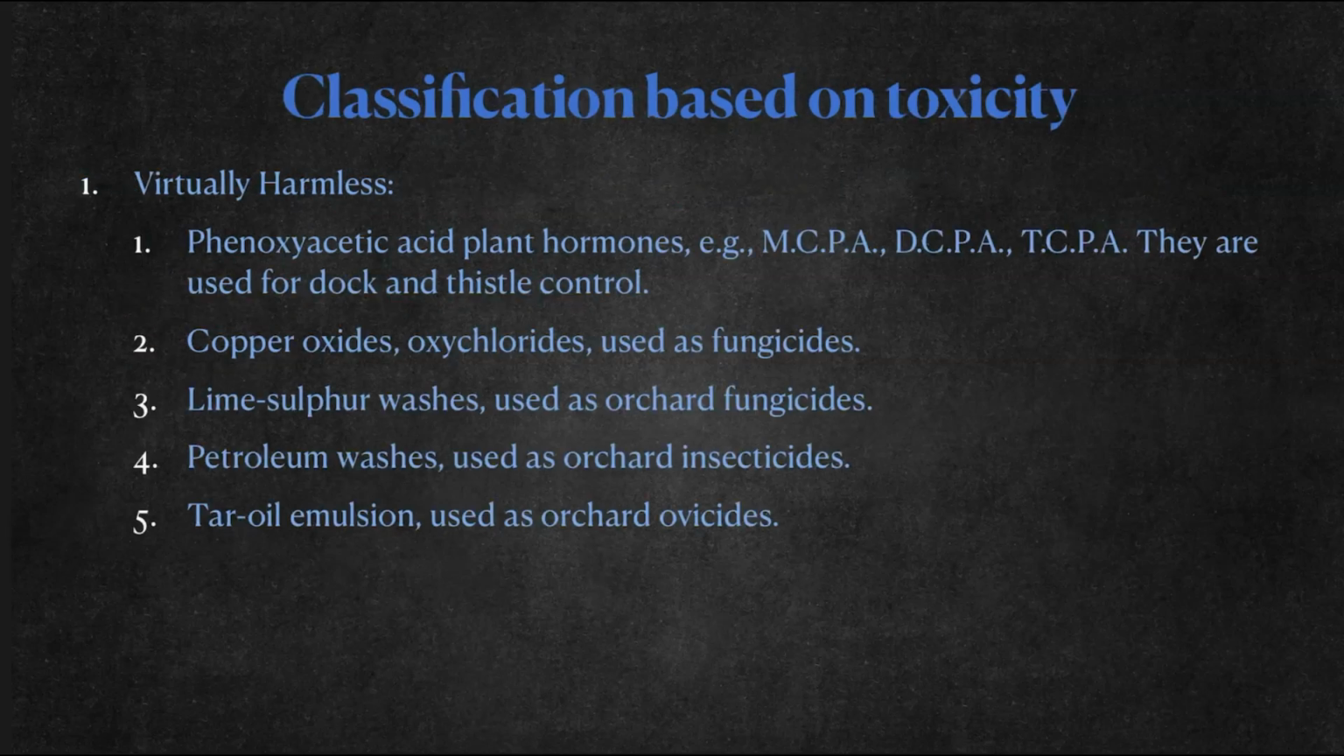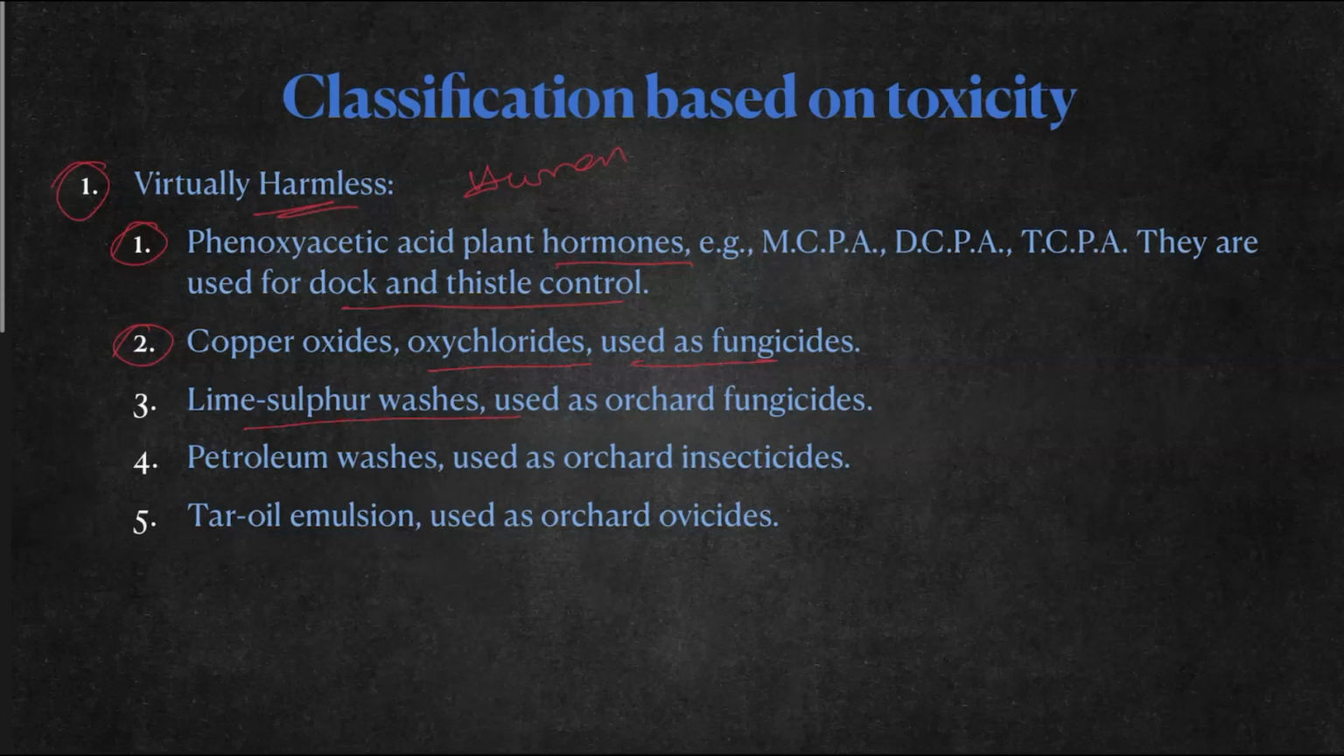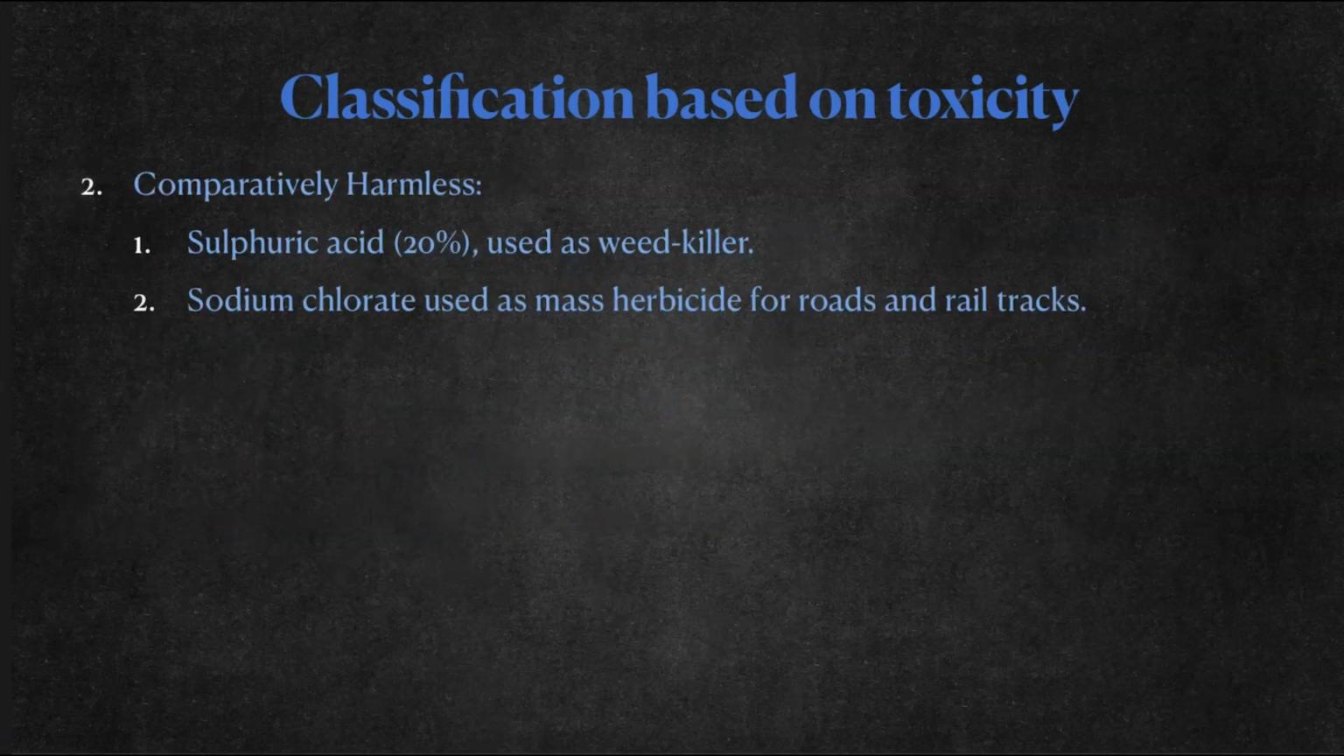Coming to classification based on toxicity, first are those which are virtually harmless to humans. In that there is phenoxy acid, mainly consisting of plant hormones, which are used for dock or thistle control. There are copper oxides and oxychlorides, used as fungicides, then lime sulfur washes, used as orchard fungicides, and petroleum washes and tar oil emulsions, used as fungicides or herbicides.